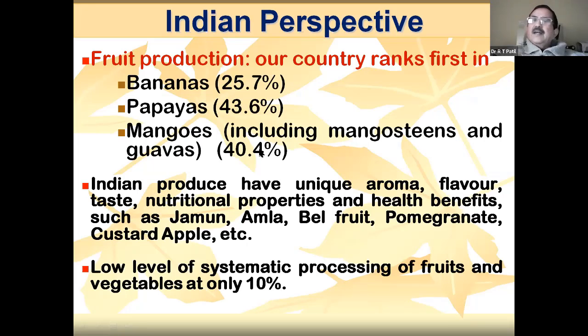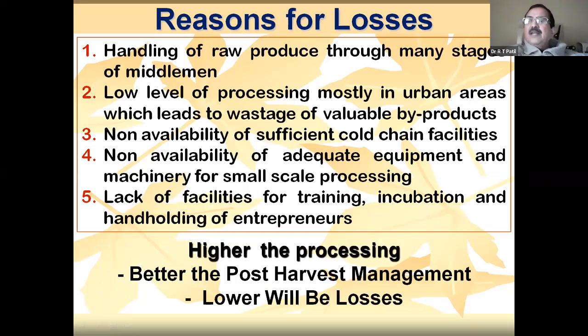Next. I already told you the losses. Why do losses take place in these commodities that much? The losses are so heavy. For example, food grains, India loses about 10% of the food grains. Though we produce about 300 million tons of food grains, which are cereals, pulses, and oil seeds, 10% are lost. That means 30 million tons are lost.